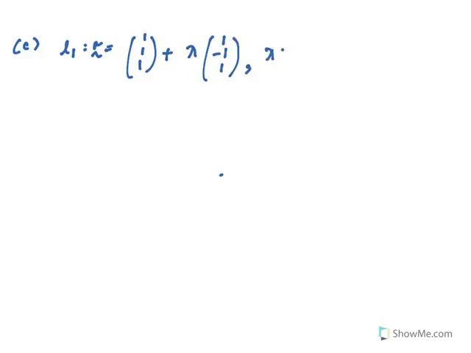Right, so next, question 8C. First we have L1, r equals 1, 1, 1 plus lambda of 1, negative 1, 1, where lambda is a real number. And for line 2, r equals mu of negative 1, 1, negative 1, where mu is also a real number.